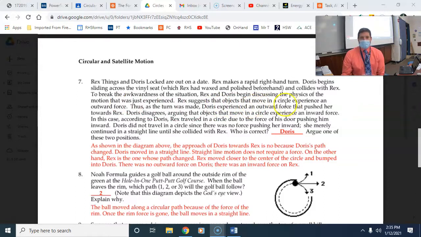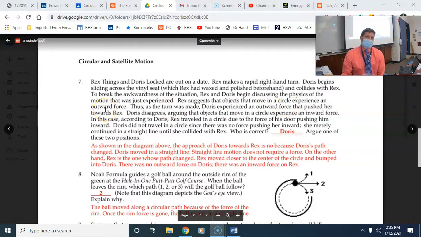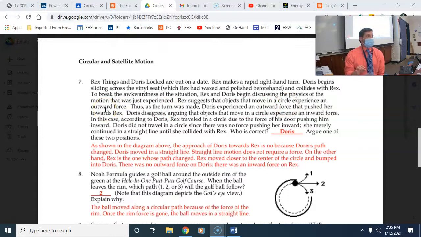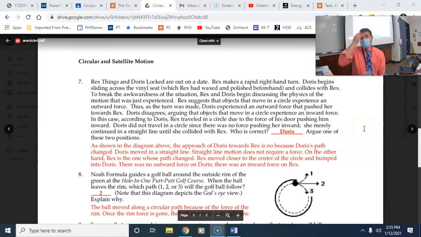objects that move in a circle experience an outward force. All right, so hopefully we already realize that's not true. Doris disagrees, arguing that objects that move in a circle experience an inward force. In this case, according to Doris, Rex traveled in a circle due to the force of his door pushing on him inward. Doris did not travel in a circle since there was no force pushing her inward. She merely continued in a straight line until she collided with Rex, and that's basically what we drew on the last page. Who is correct?